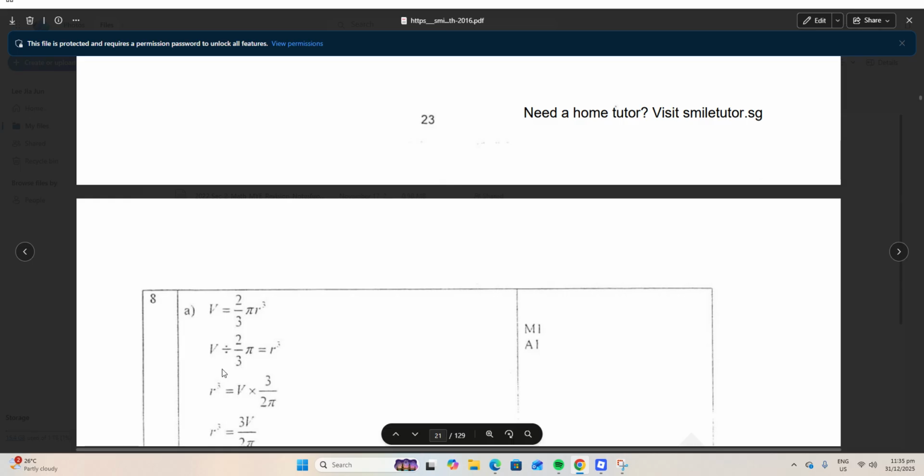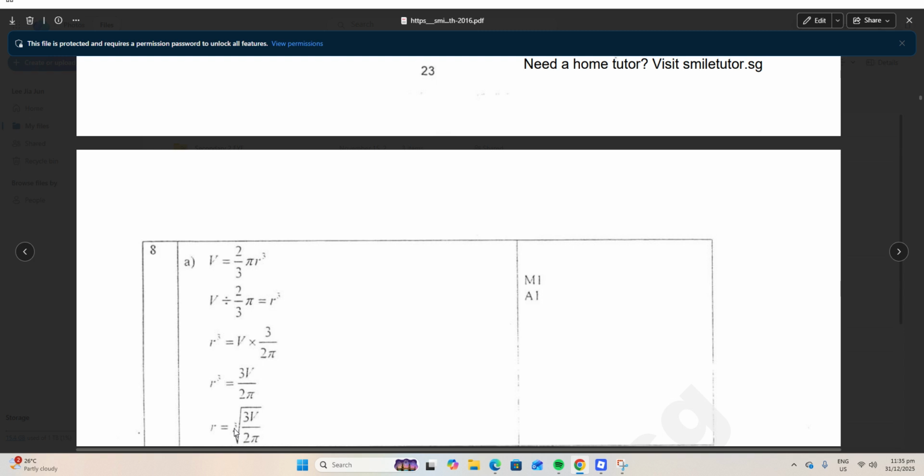Okay, so when you divide, you have to flip it around, right? Divide, you have to flip this around, so it becomes times. To make it into times, you have to flip this part around, so it becomes 3 over 2. Pi is basically just pi over 1, right? So you flip it around, becomes 1 over pi. So the pi is at the bottom. Okay, and then r cube, you cube root everything. You can just combine this V first. Then you cube root everything. Make sure you put a 3 here, not 2.